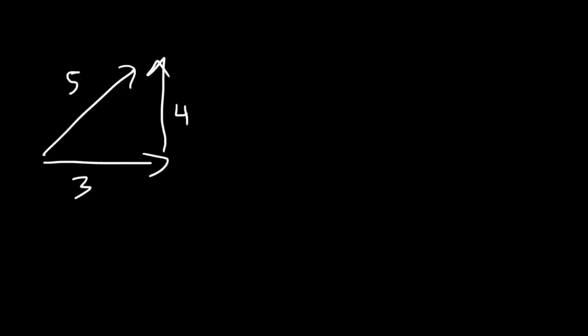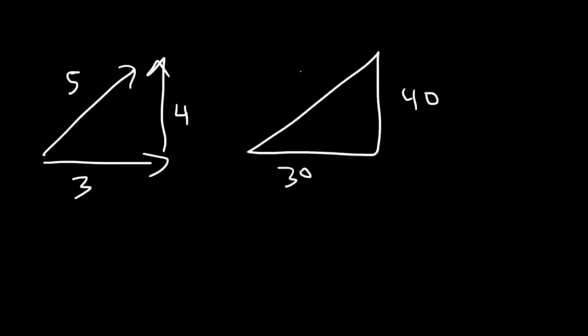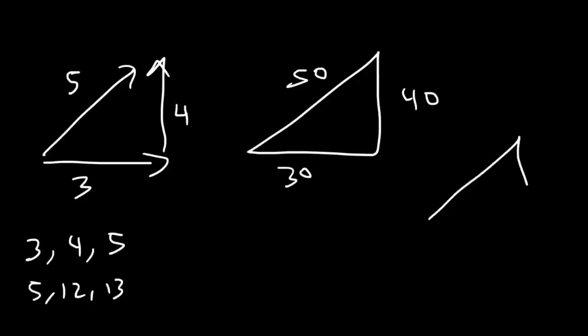It's helpful to know the special right triangles because if you know them, you can quickly solve certain Pythagorean theorem related problems. The first one is the 3, 4, 5 right triangle. So if you see another triangle where this is 30 and this is 40, you know the missing side has to be 50. There's the 5, 12, 13 triangle. So this is 50 and this is 120. The missing side is 130.